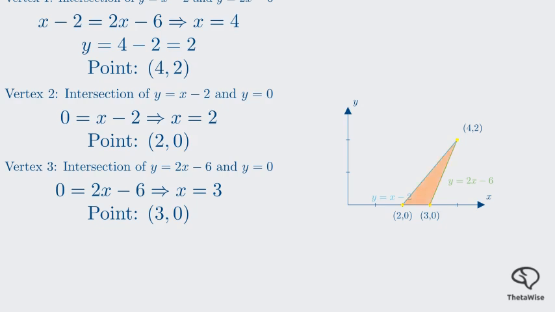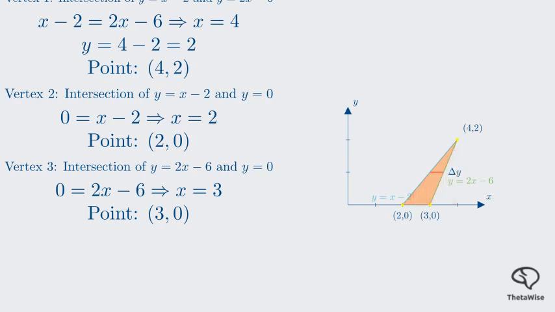Let's sketch it. Now, which strip to choose? A vertical strip here would be problematic. From x equals 2 to 3, the upper boundary is y equals x minus 2. But from x equals 3 to 4, the upper boundary changes to y equals 2x minus 6. This would require two separate integrals. A horizontal strip is much better.